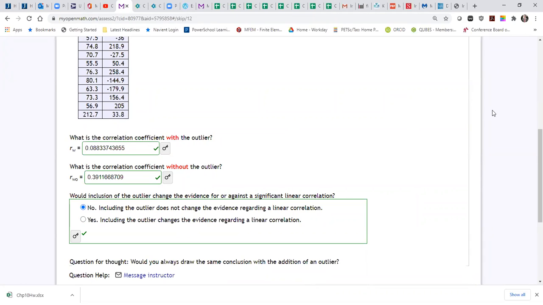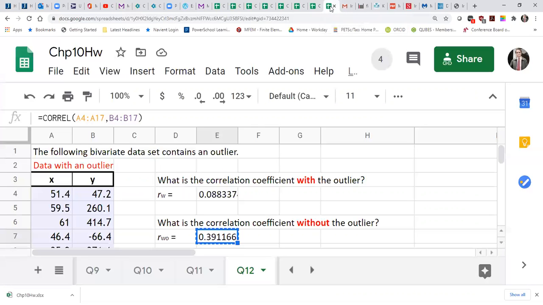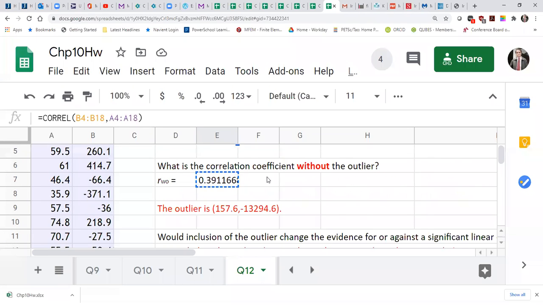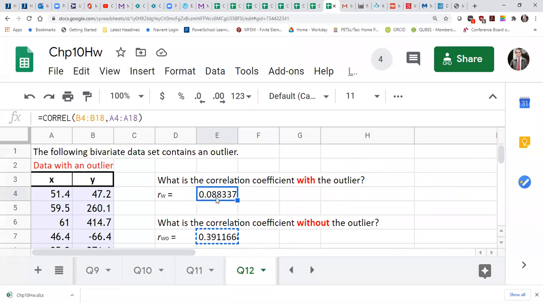I don't know what's wrong, but it just keeps saying it's wrong, and I changed it. You changed the data, right? Yes, I changed A4 to A18 because my numbers were going down up to 18. Then B4 to B18. So the first one is from B4 to B18 and A4 to A18, right?